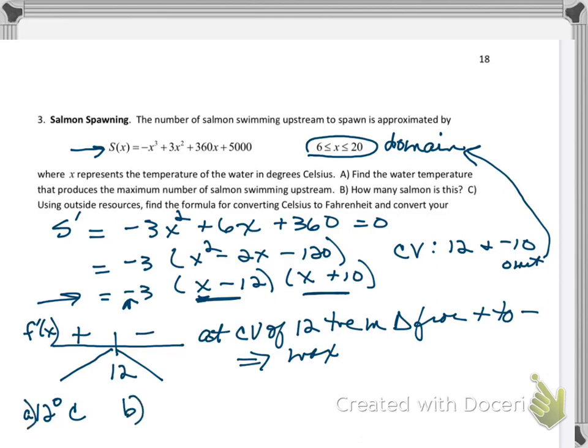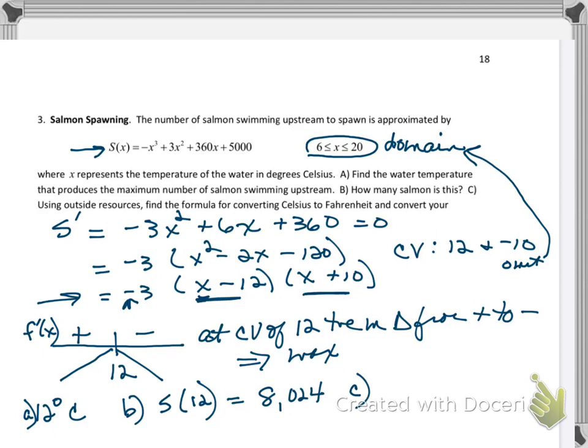Okay, the second question says, how many salmon will this maximum population be? So you're going to take your function, and you're going to plug in a 12 for your x, and you should get 8,024 salmon going upstream.